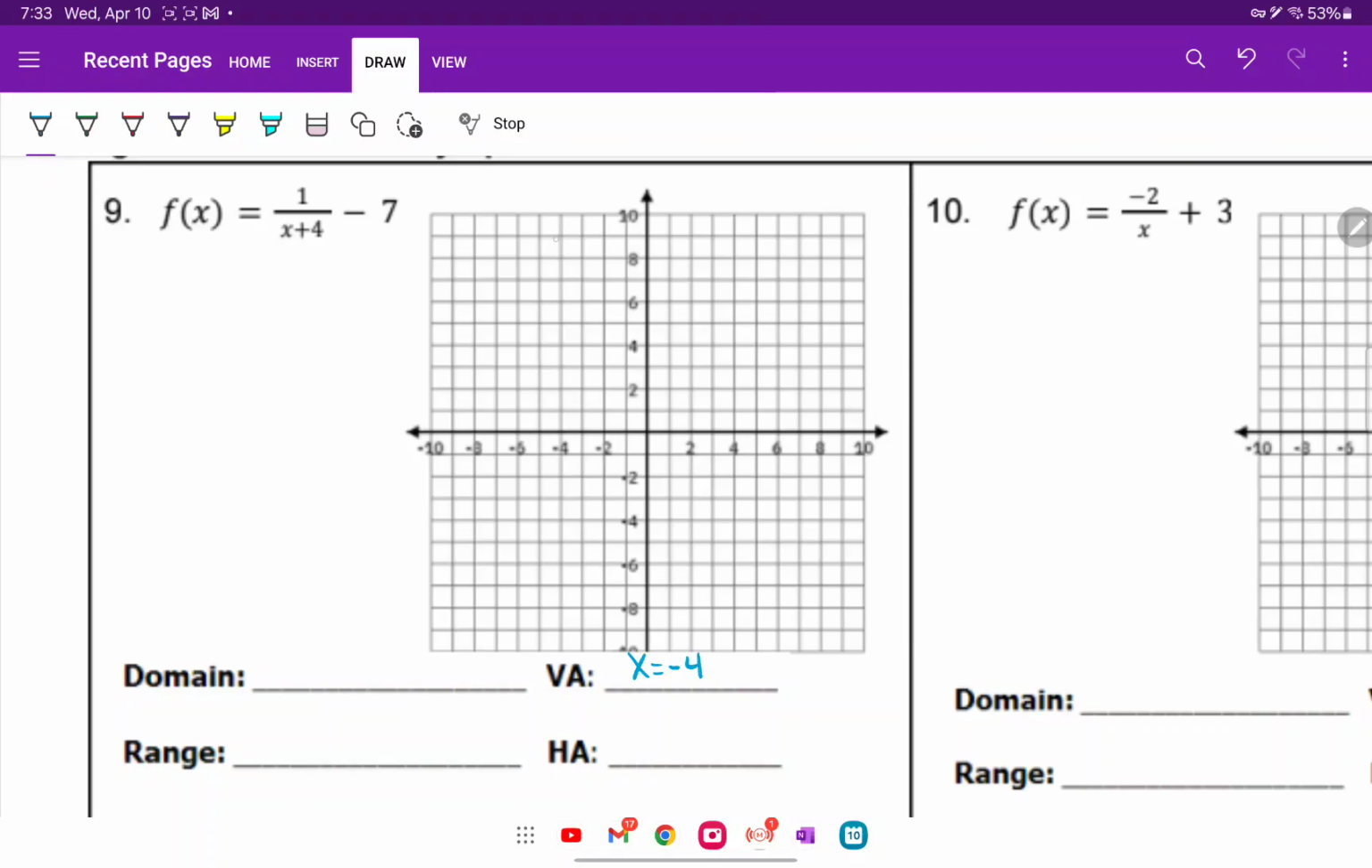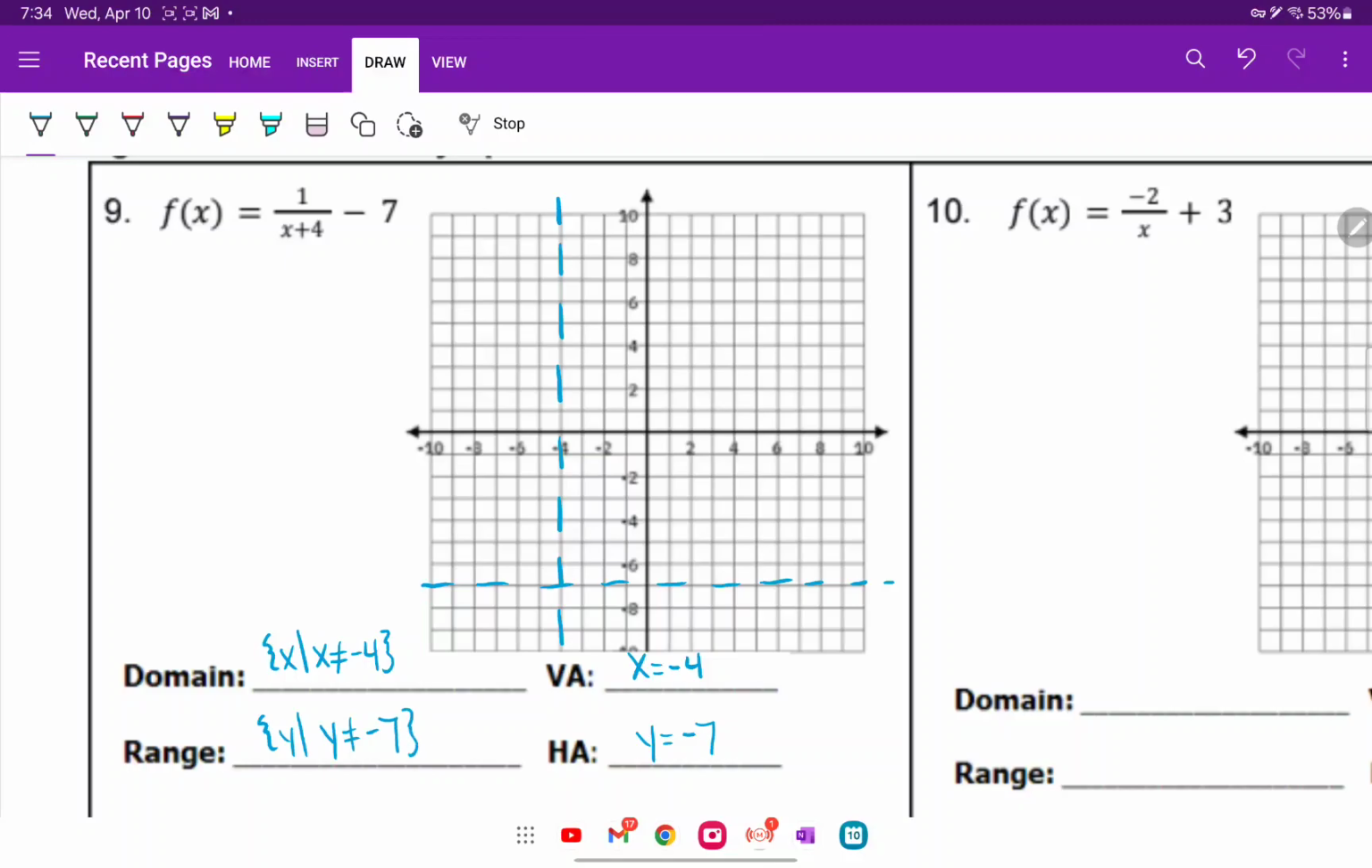I'm going to go ahead and graph that here. So there's my vertical asymptote of x equals -4. And hopefully you recall that in terms of standard form, that is your domain restriction. And for my horizontal asymptote, it's k, so y is equal to -7. So there's my horizontal asymptote. And my range, y such that y cannot equal -7.